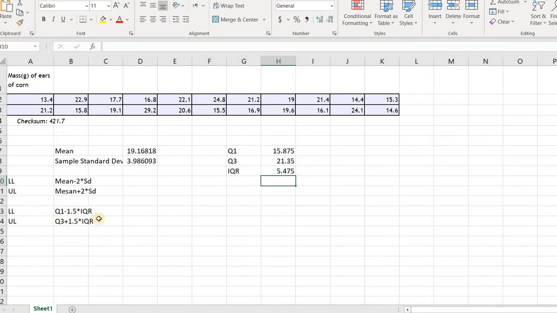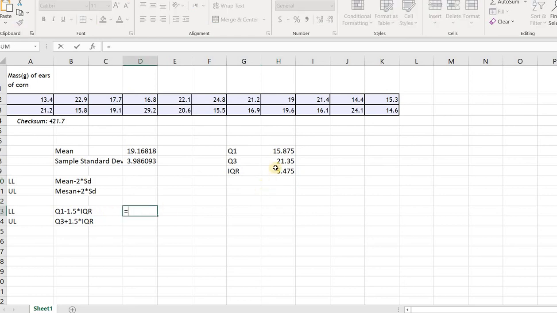Now I'm going to apply the two rules. The first rule is to find the lower limit and the upper limit, or the lower fence and the upper fence, using 1.5 times the IQR. I'm going to compute it here. I need Q1 minus 1.5 times IQR. So here's the IQR. The second one, which is the upper fence or the upper limit, says I need Q3 plus 1.5 times IQR. So those are the upper fence and the lower fence using the 1.5 IQR.